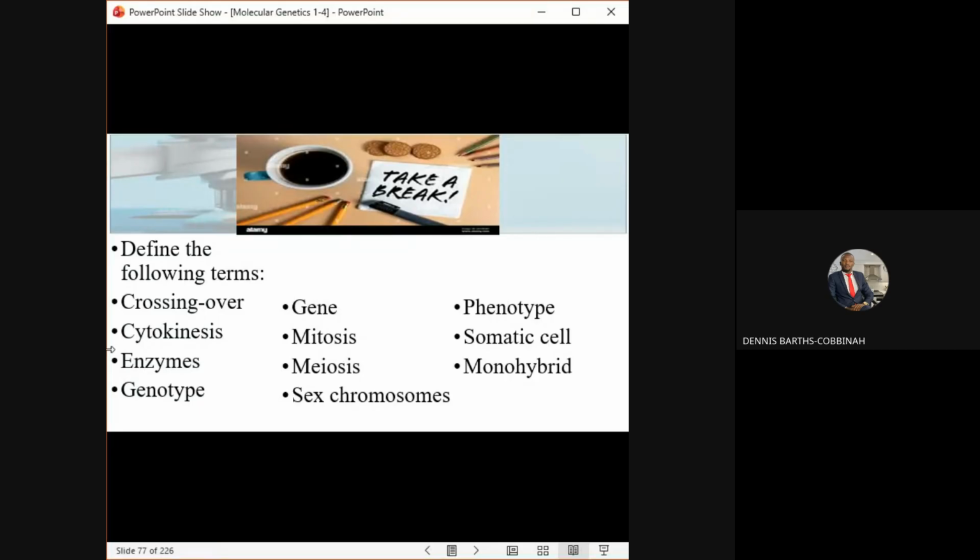You have sex chromosomes, and these are chromosomes that determine the sex of an individual. And in humans, you have the Y and then the X chromosomes. We've spoken about that already.